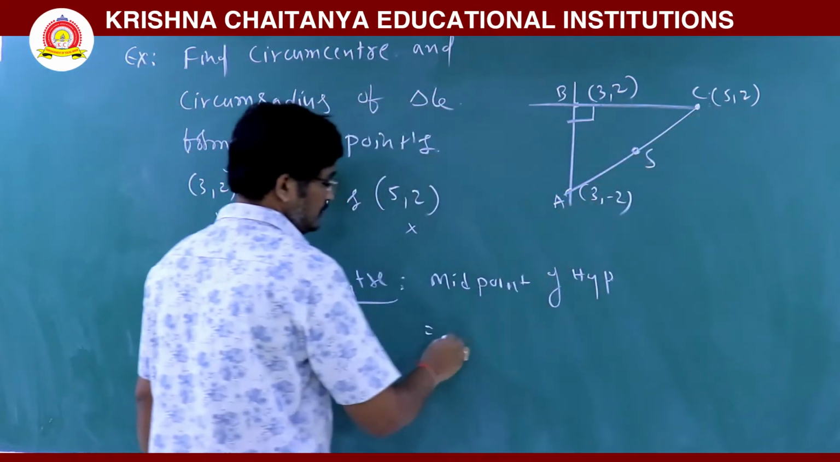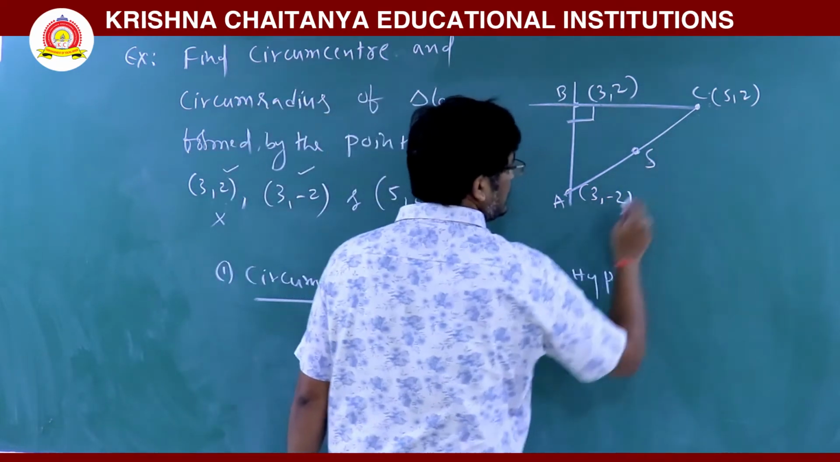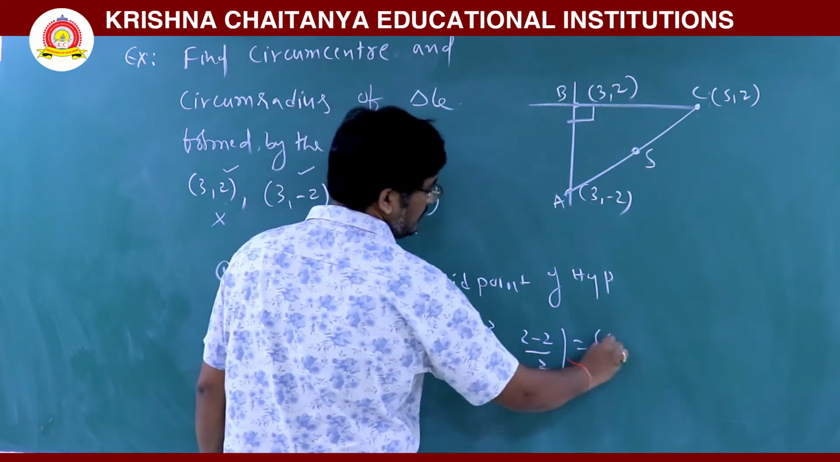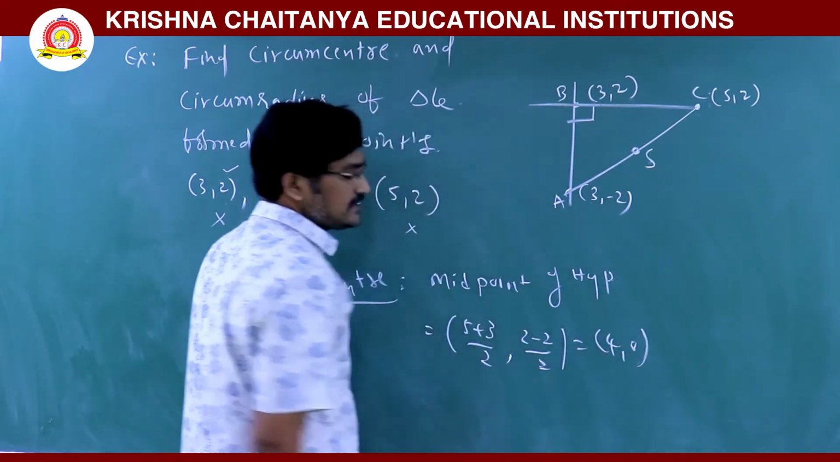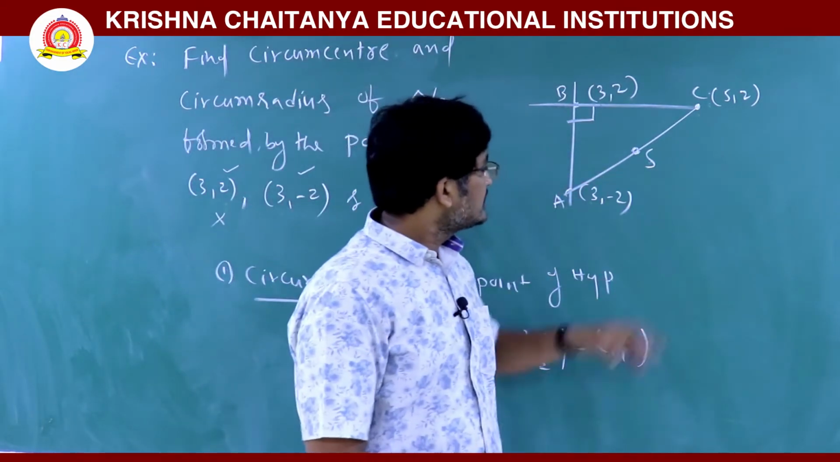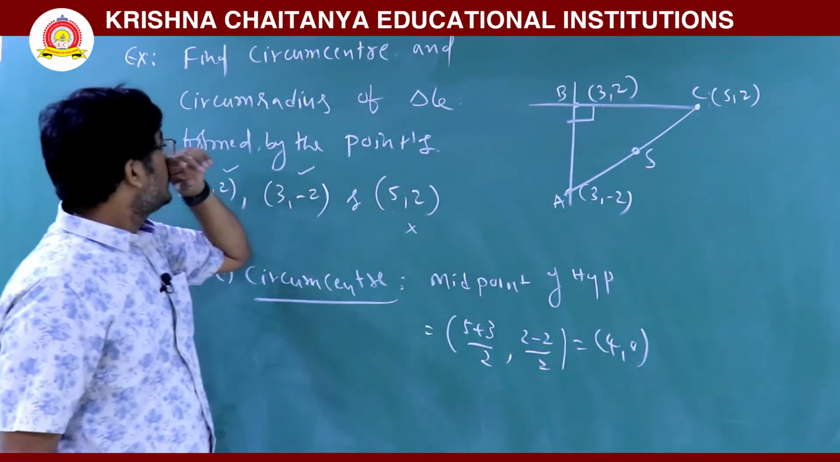(5 + 3)/2, and now what is the midpoint of the ordinates? (2 - 2)/2. 8/2 is 4, that is the abscissa, and 0 is the ordinate. So for this right angle triangle, the circumcenter is (4, 0).